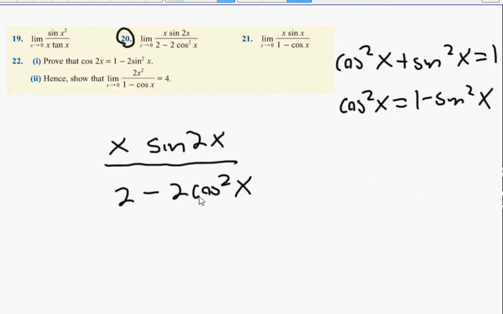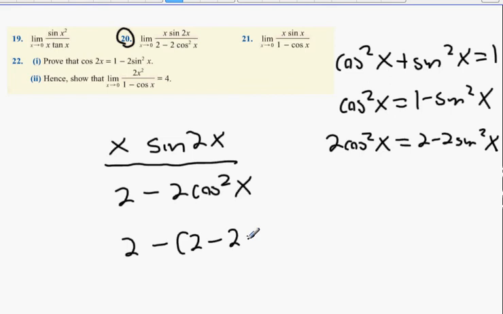So what I'm going to do is this. We're going to get 2, and remember 2 cos squared x therefore is going to be 2 minus 2 sine squared x. Okay, minus 2 sine squared x on the bottom. That's what the bottom changes into.